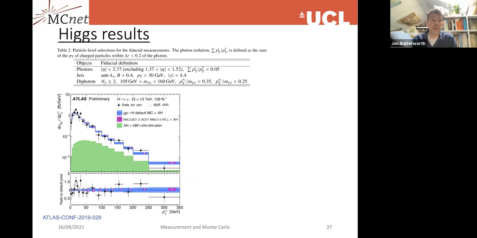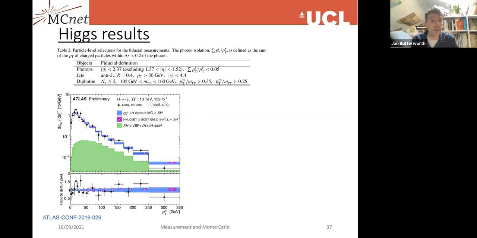And even in Higgs, I said the Higgs is not a final state particle. You can't measure a fiducial cross-section in terms of the Higgs. But what you can do is apply a fiducial definition to the final state that the Higgs decays to, which in this case is a pair of photons. So this is, in quotes, a fiducial cross-section of the Higgs itself. Well, actually, it's a genuine fiducial cross-section, which is in quotes of the Higgs itself.